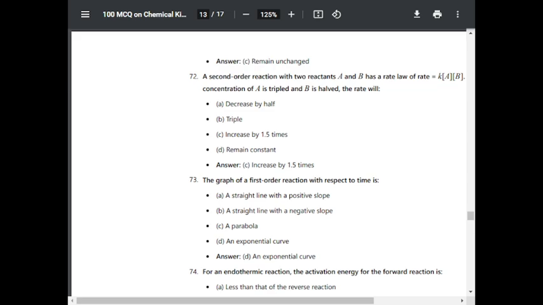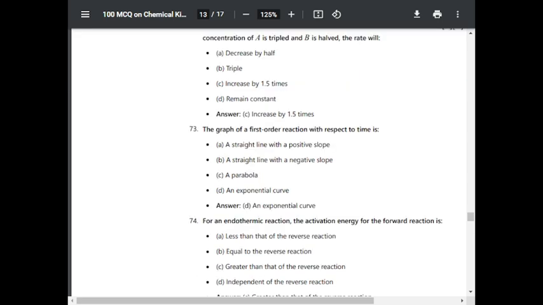Question number 73. The graph of a first order reaction with respect to time is: option A, a straight line with a positive slope; option B, a straight line with a negative slope; option C, a parabola; option D, an exponential curve. The graph of a first order reaction with respect to time is an exponential curve. That is, option D is correct.